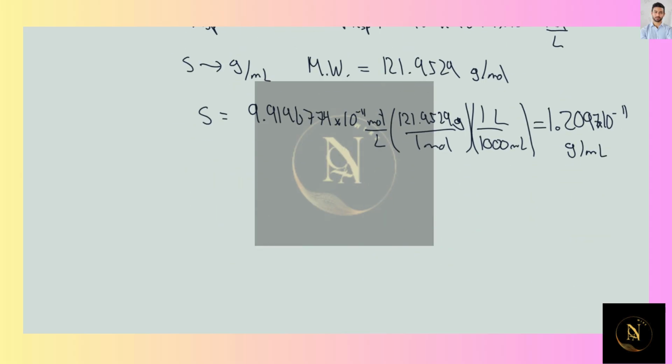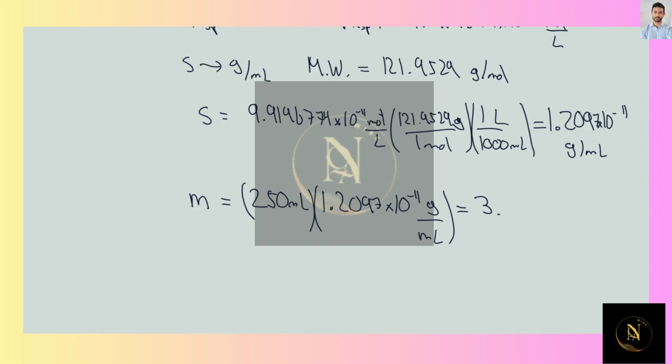So that means that the amount of mass that is going to be dissolved in 250 milliliters is going to be equal to 250 milliliters times the solubility that we just found, which is 1.2097 times 10 to the minus 11 grams per milliliter. So this is going to give us 3.024 times 10 to the minus 9 grams.